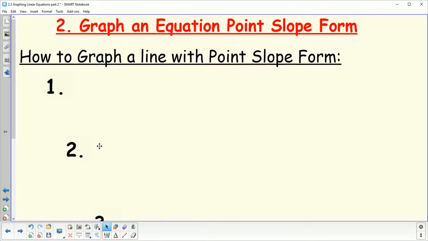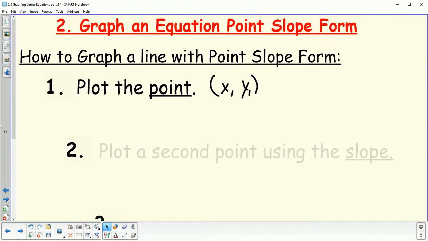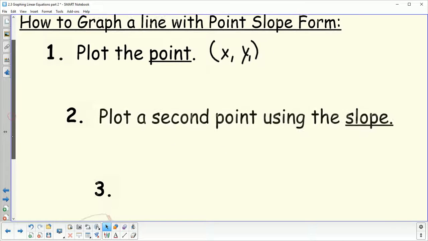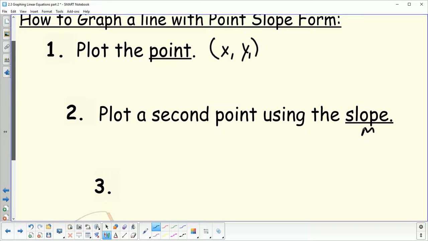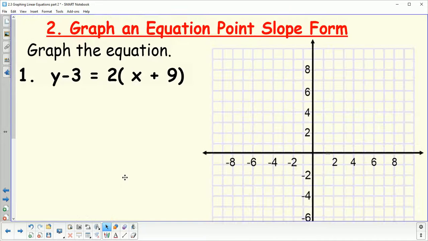Okay, so looking at how we graph, we start by plotting the point that we're given. So that means you need to figure out what your x1, y1 are, plot that point, and then we're going to use our slope to find the second point. So that's the m piece. And then finally connect the points with a line.